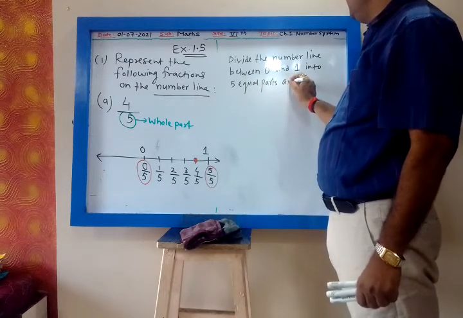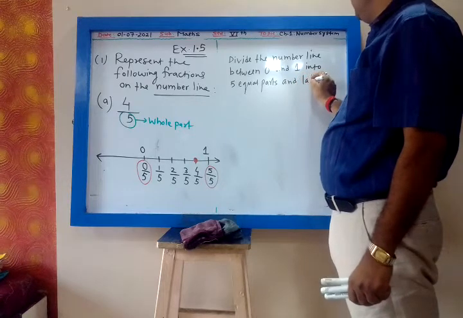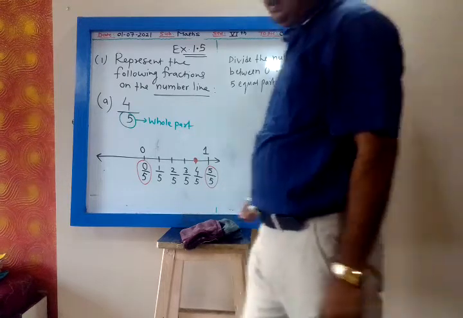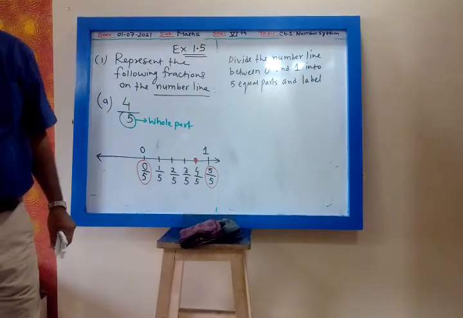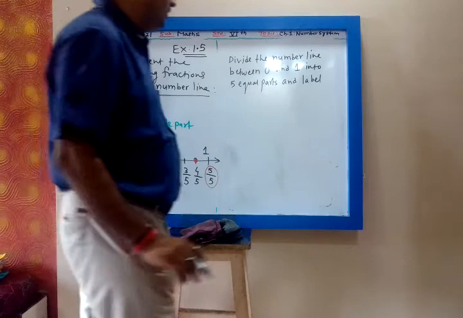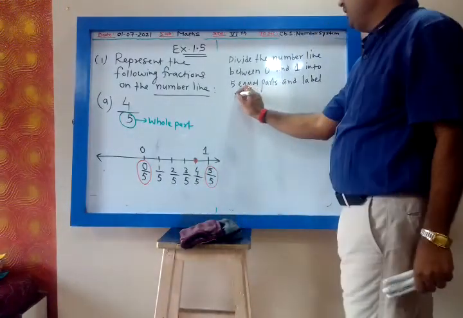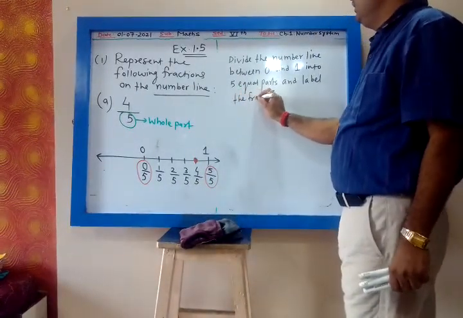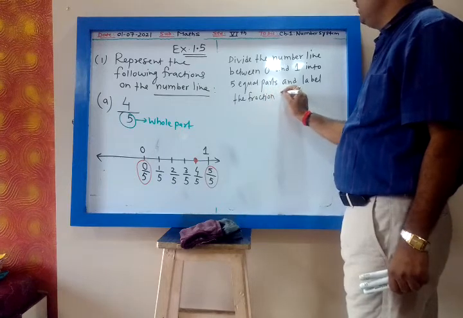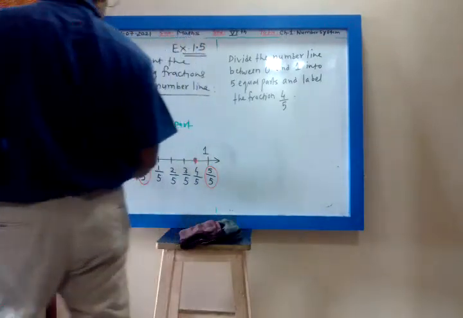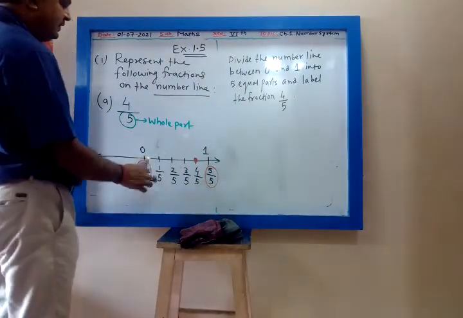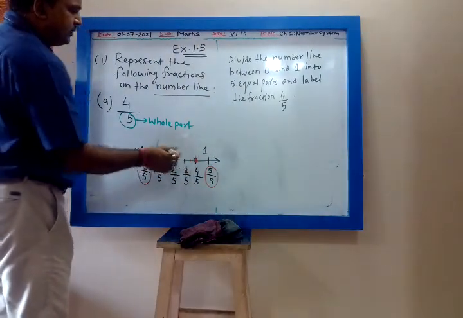And label the number 4 upon 5. Is it clear? And label the fraction 4 upon 5. That's all, this is the answer. So we divide the number line between 0 and 1 into 5 equal parts, and we label the fraction 4 upon 5.